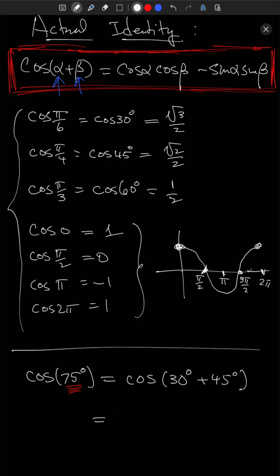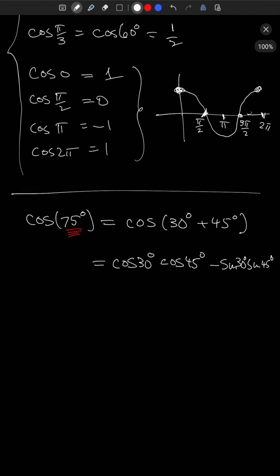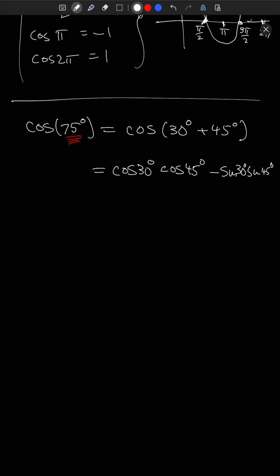Our identity says this should be cosine of the first guy times cosine of the second guy minus sine of the first guy times sine of the second guy. This is a little small here. 45 degrees. Okay. And the important point here is I know this is one of the ones I've memorized, and this one, and that one as well. So that means I know everything, all four terms here. So I just write them out.